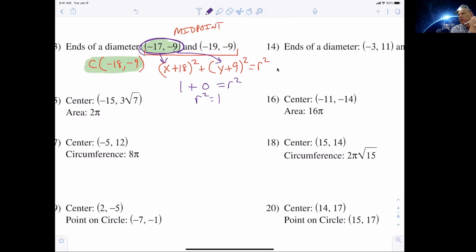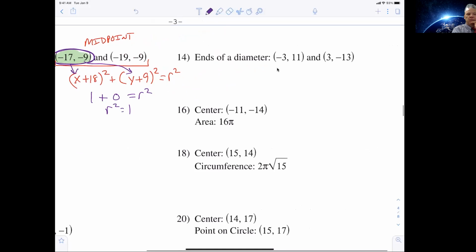Anybody have any issues with that? I'm not arguing with you on that. Yes, you're absolutely correct. But there's going to come a time when it's not set up like that, like on number 14. You can't look at this one and say what the radius is because it's not a vertical or horizontal setup. You with me? So I want you to find the midpoint, then plug the point in, and it'll help you solve for r squared.